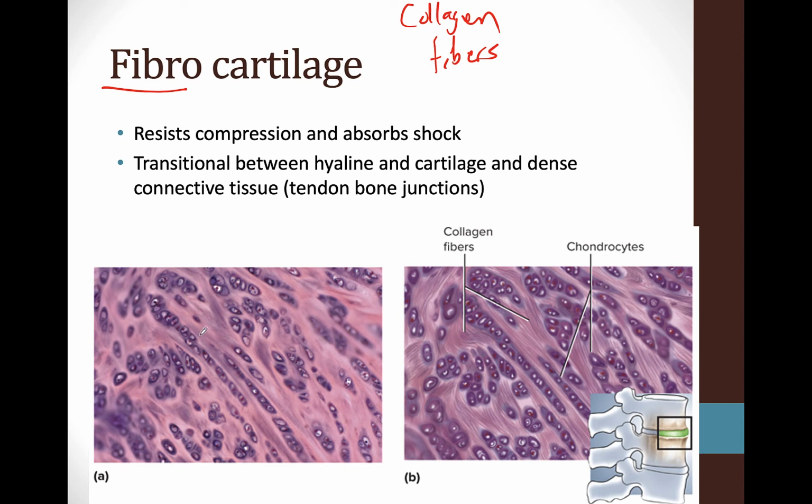And the characteristic shape of these is that we've got these long lines of cells in a row. So when you see long lines of cells in a row, that's a good indication that you've got fibrocartilage, because those collagen fibers are lining them up in a line just like that.